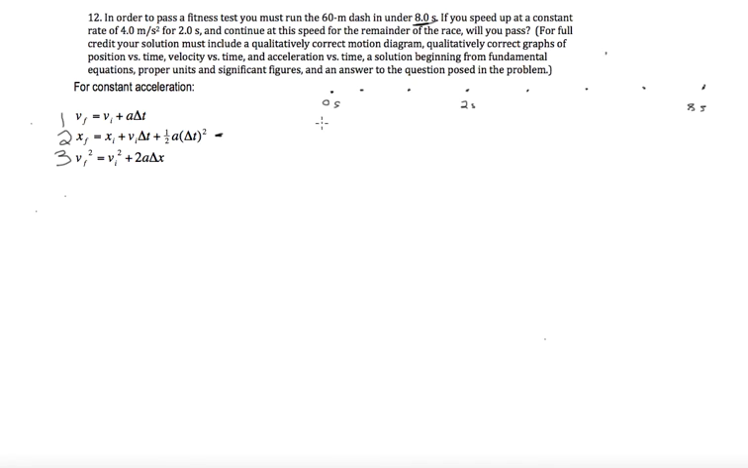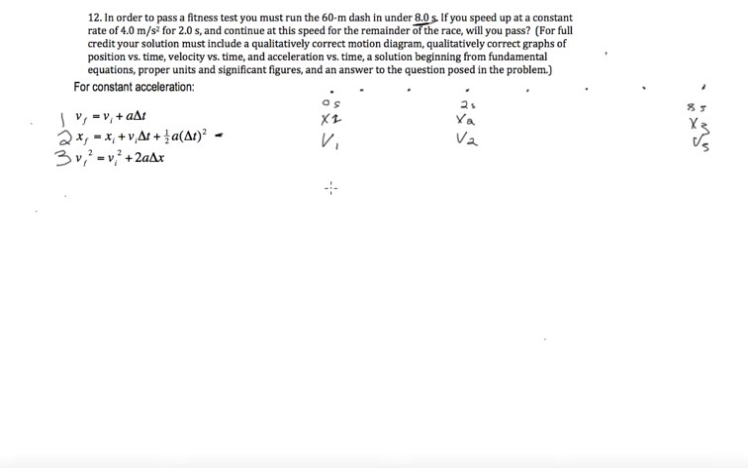So this is going to be our 0 seconds, x initial. We're going to call it x1, x2, x3. Velocity 1, velocity 2, velocity 3, and we have accelerations as well, but I'm not going to write that in there. So let's find how far we travel in our first 2 seconds.